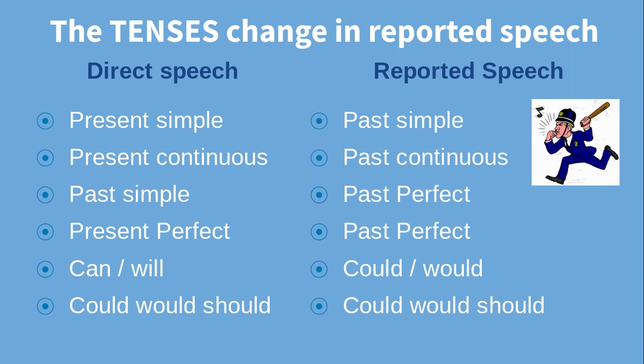Present simple, past simple. Present continuous, past continuous. Past simple, past perfect. Present perfect, past perfect. Can and will also change to could and would, although could, would, and should, they stay the same.